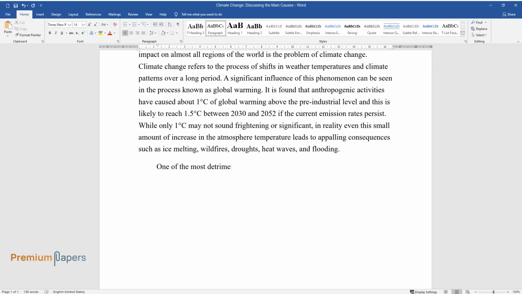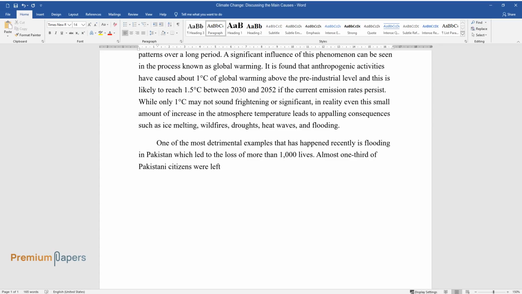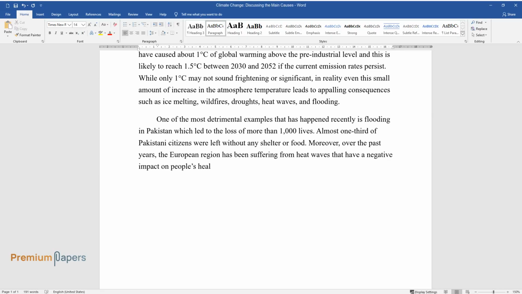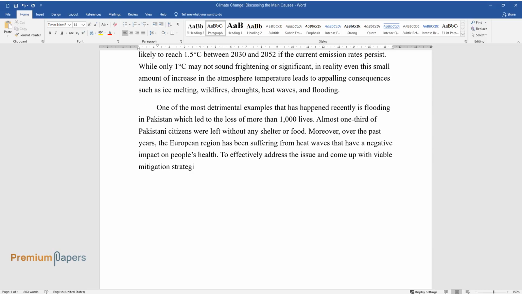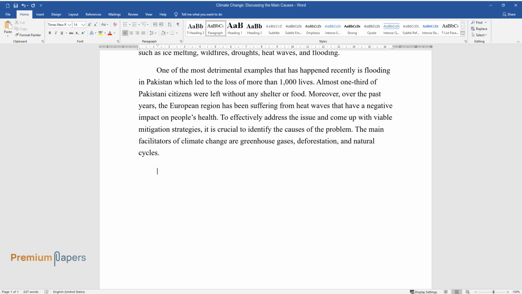One of the most detrimental examples that has happened recently is flooding in Pakistan, which led to the loss of more than 1,000 lives. Almost 1/3 of Pakistani citizens were left without any shelter or food. Moreover, over the past years, the European region has been suffering from heat waves that have a negative impact on people's health. To effectively address the issue and come up with viable mitigation strategies, it is crucial to identify the causes of the problem. The main facilitators of climate change are greenhouse gases, deforestation, and natural cycles.